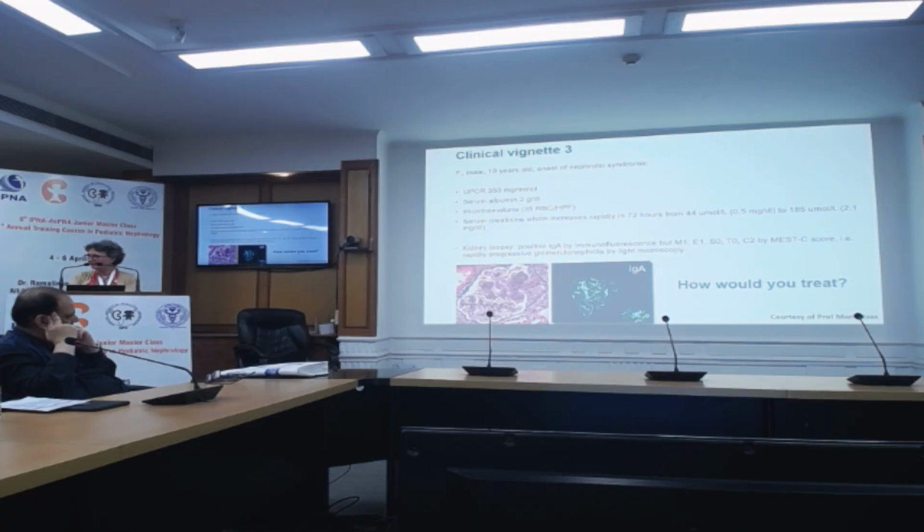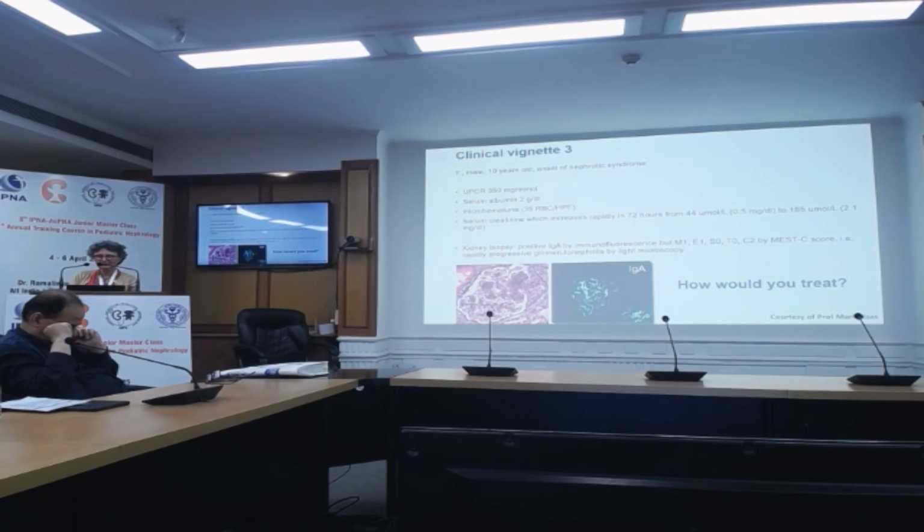So as Pankaj Hari mentioned before, rapidly progressive, you treat them all in the same way. It doesn't matter if it's IgA, C3, lupus, or ANCA, whatever it is, you treat it in the same way. So you perform a kidney biopsy, and here you find in the MEST score C2, but this is an IgA nephropathy, M1, E1, and you have the immunofluorescence, which is typical. But here, it doesn't matter.